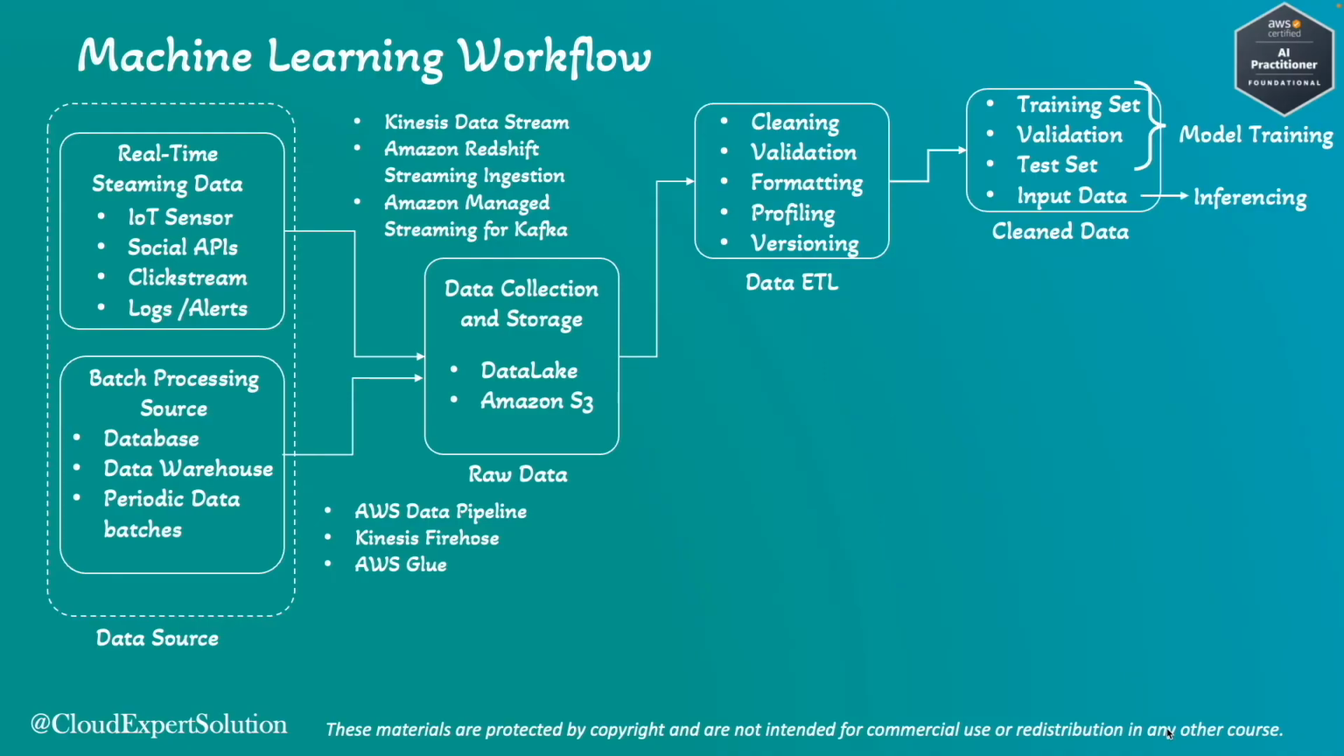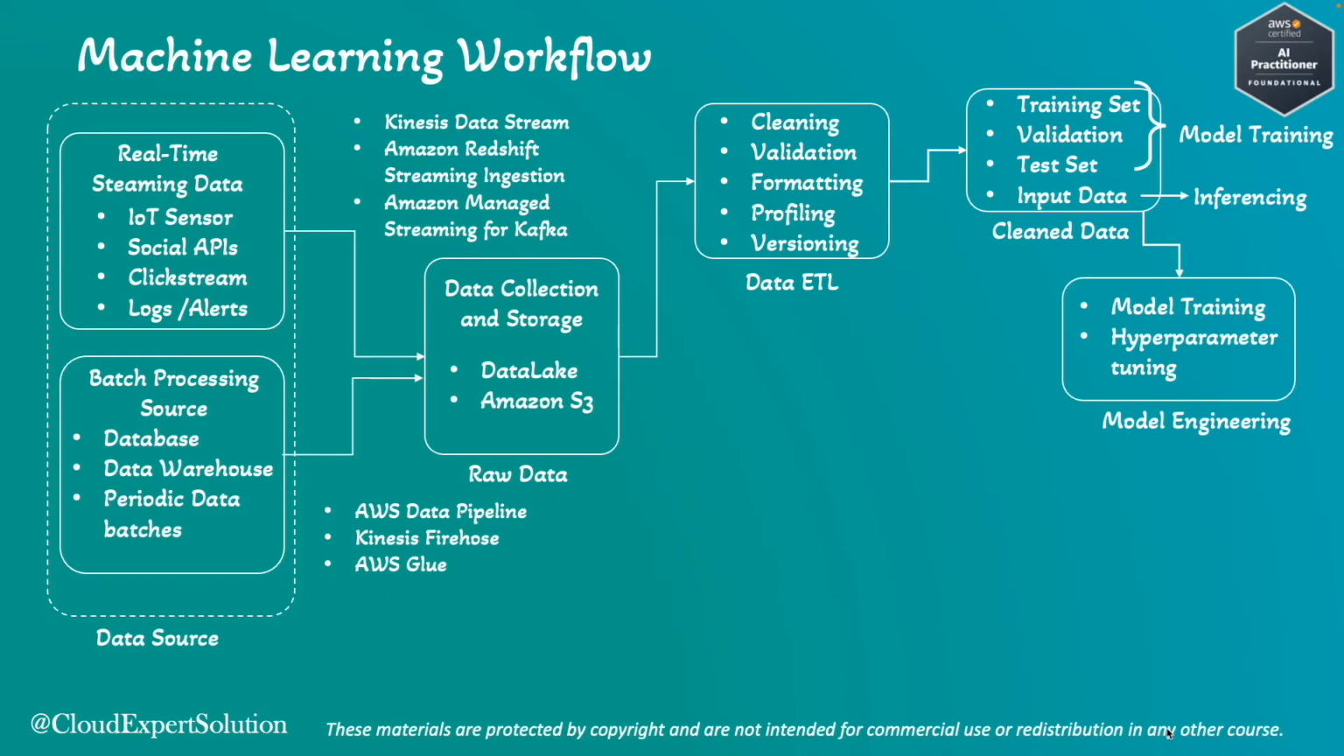If your model is already trained and you want to generate inferencing, then you can use the data as input data to the model. Now, the next step is model engineering, where you need to train the model, and while training the model, you need to do the model tuning, that is the hyperparameter tuning. Maybe change the learning rate, maybe change the number of epochs, how many times you want to iterate the data set. And once the model is trained, we call it model engineering.